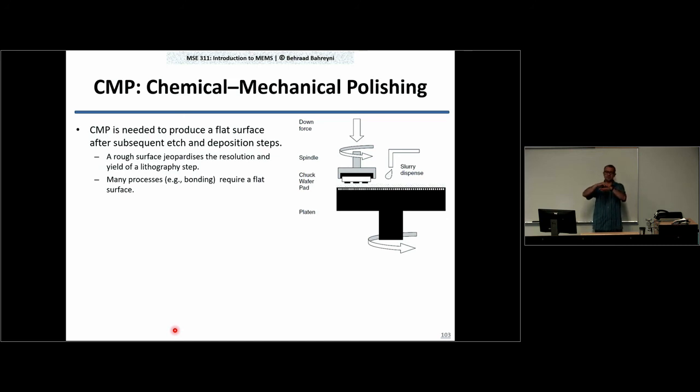I use a slurry with some particles in it and start rubbing the particles against the surface of the wafer, and depending on how rough or how smooth I want the final surface to be, I can use different levels of, let's say, pressure, different types of slurry, and all those things. And at the end of the story, I can actually have smoothness on the order of atomic levels if I do it right.